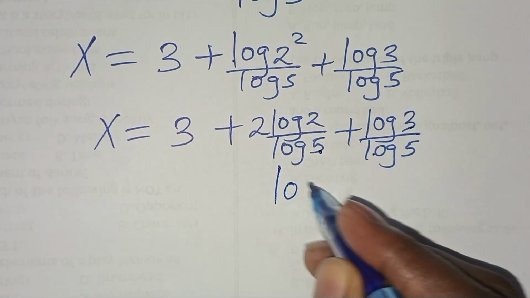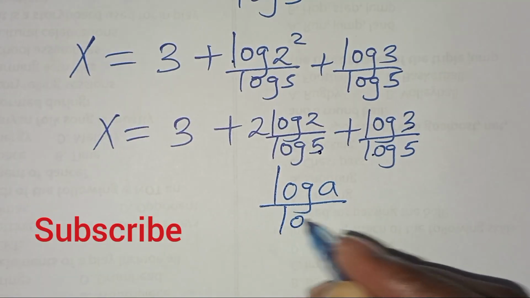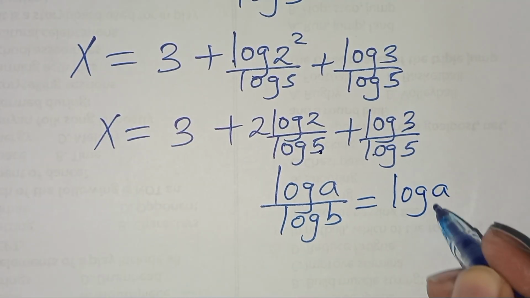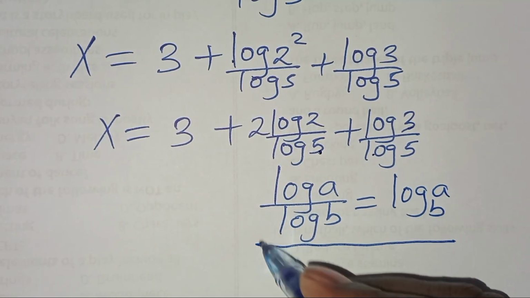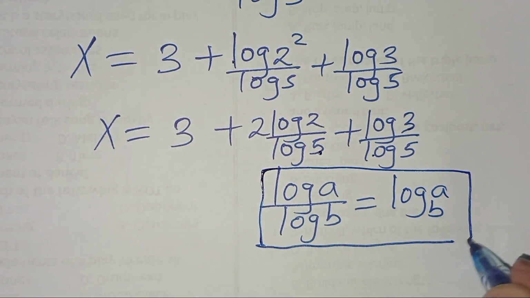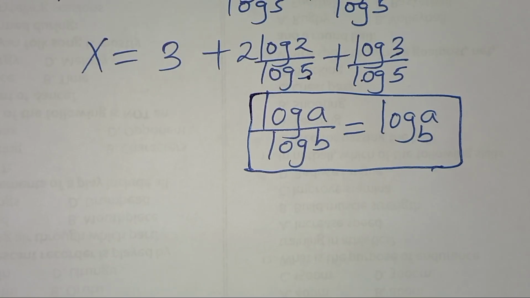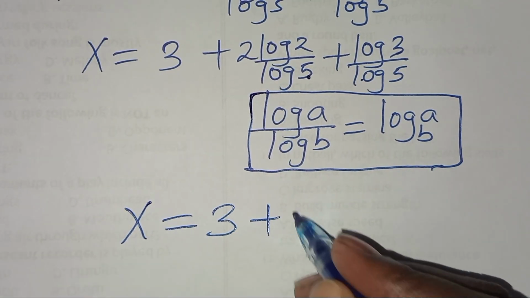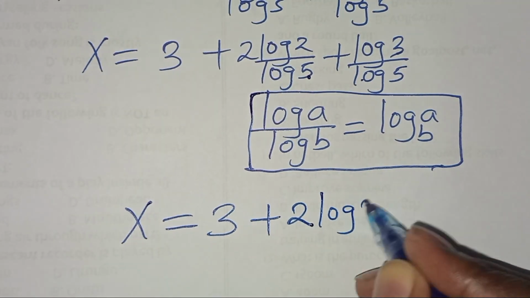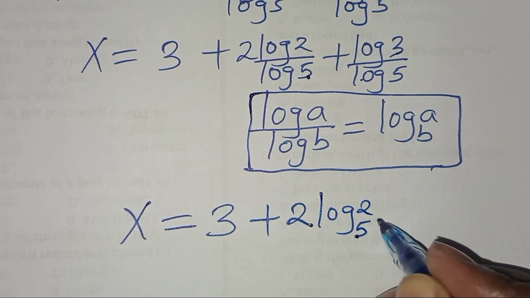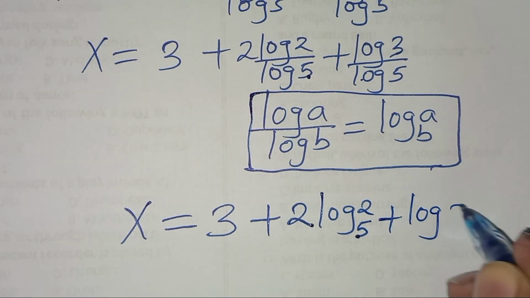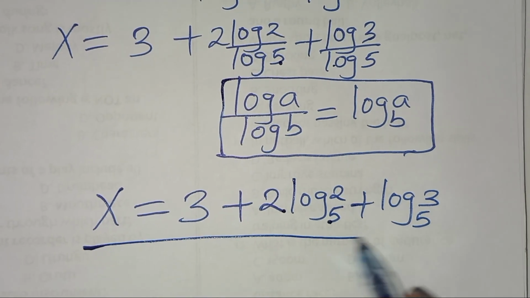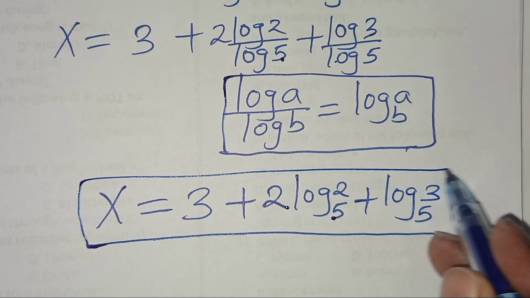This is in the form of log a divided by log b, which you can express as log a to base b. Now let's apply this logarithm property so that now x can be expressed as 3 plus 2 log 2 to base 5 plus log 3 to base 5. Now this is the value of x.